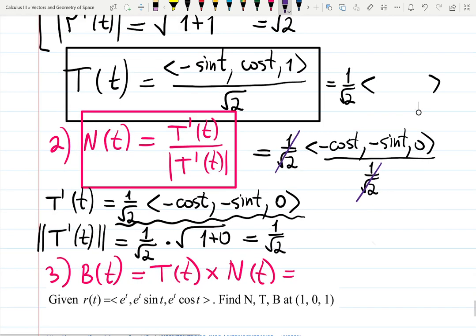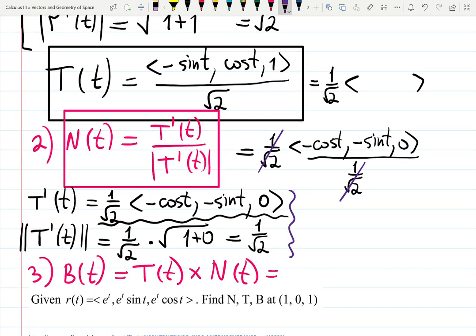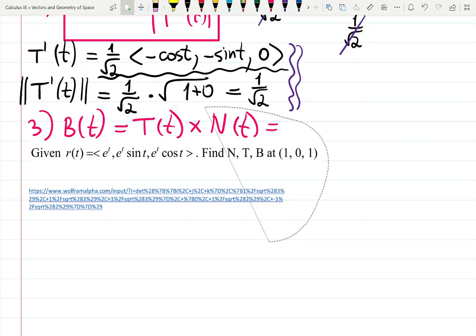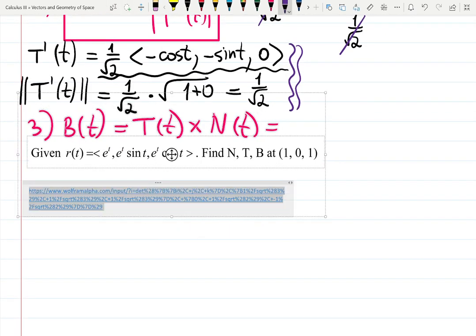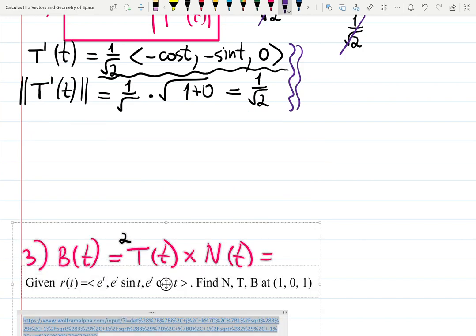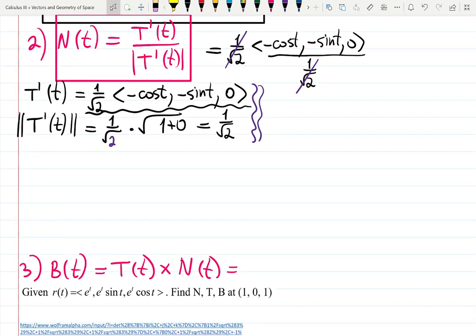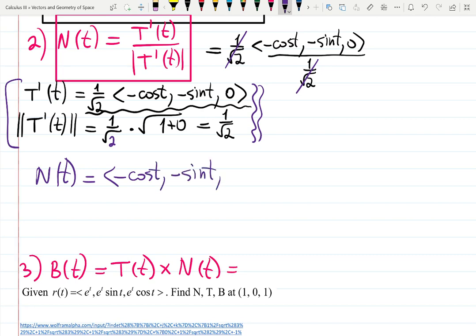So n, I just need to move everything. N doesn't have a square root of 2 in front of it at all. Thus, N of t is just minus cosine t, minus sine t, 0. And you see it's even two-dimensional. The third coordinate is 0. Put it in the box. You will need it right now.